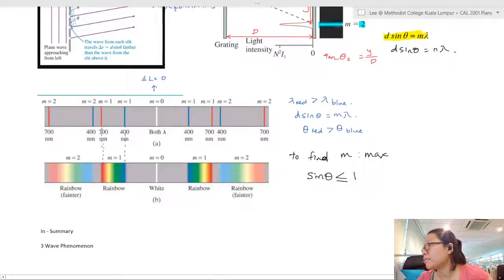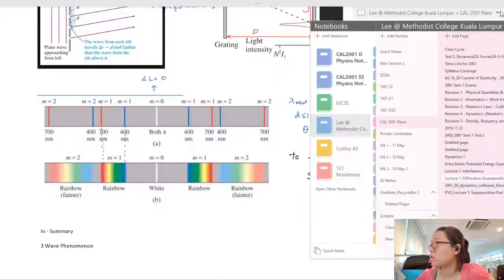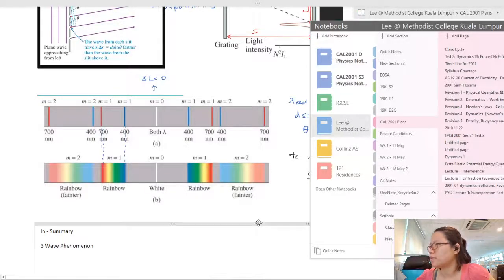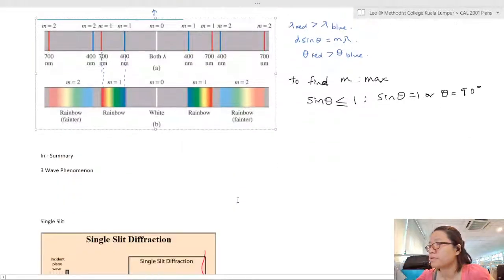Then what we can do is substitute sine theta is 1, or theta is 90 degrees. Then you find the value of m, and then you take the nearest integer. What I mean by that, I will discuss in the example video. Don't worry about it.